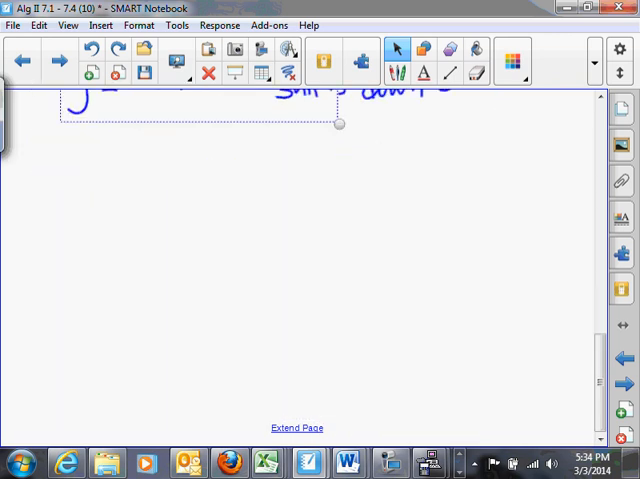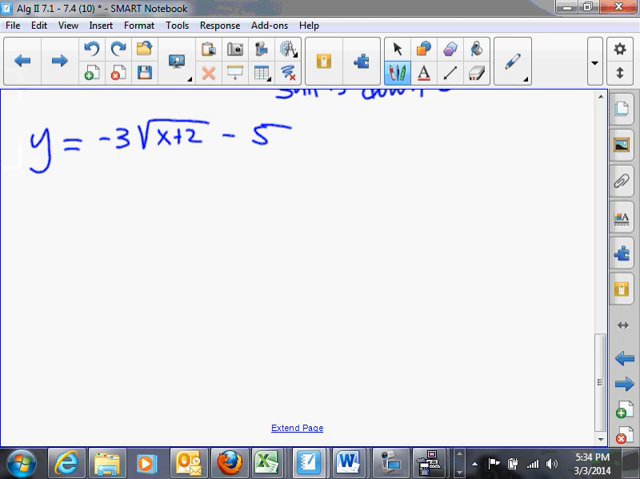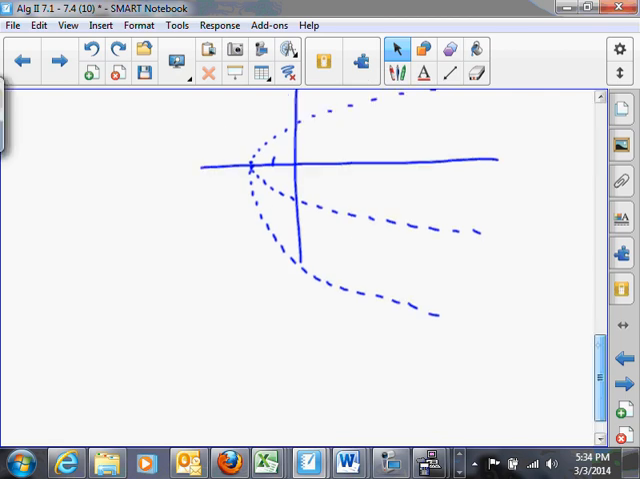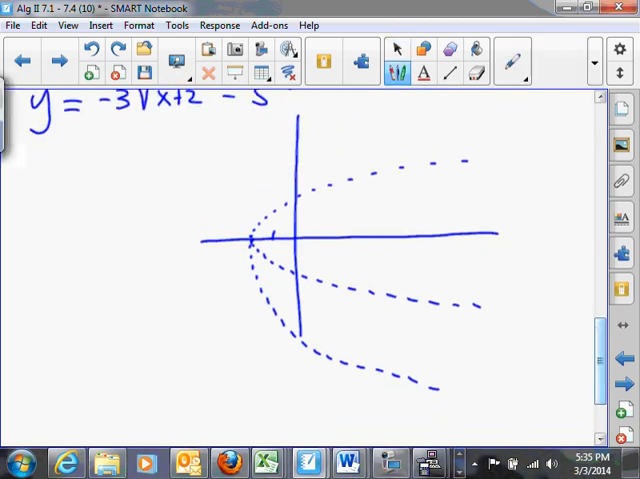So if we were to actually graph this, we would start with, for example, an xy axis, and we would have the square root function 2 to the left. That's the plus 2. Then the negative sign would shift it so that it's actually reflected over the x-axis. Now the 3 would make everything below the x-axis 3 times as far below as it was before. And then finally, the minus 5 would shift this whole thing.